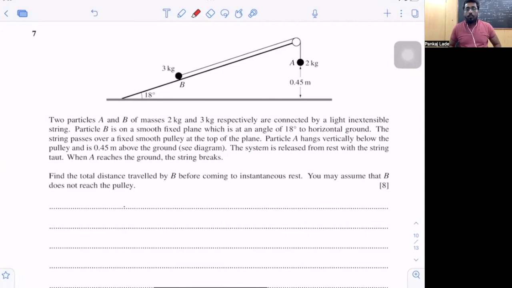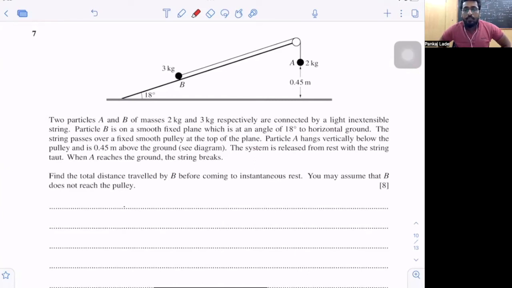Okay, now this is very important. Initially the system was at rest. The system is in the position that is shown in the diagram. From there I release the system. So you can see that particle A is going to go in the downward direction, right? Particle A will go downward, and it will start pulling the particle B. So particle B is going to go up the plane. Particle A will go down, particle B will go up the plane.